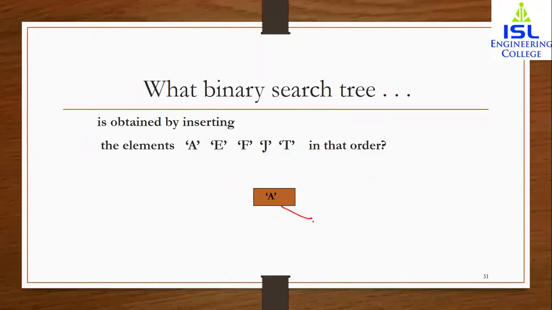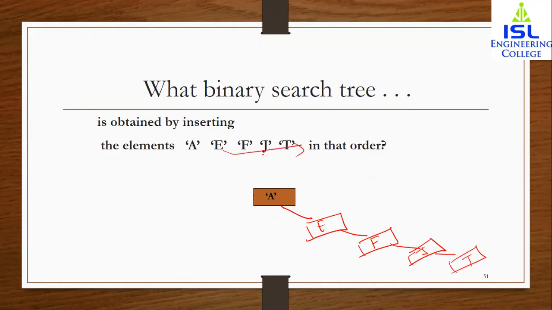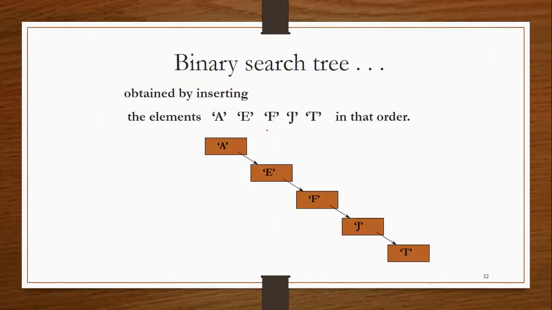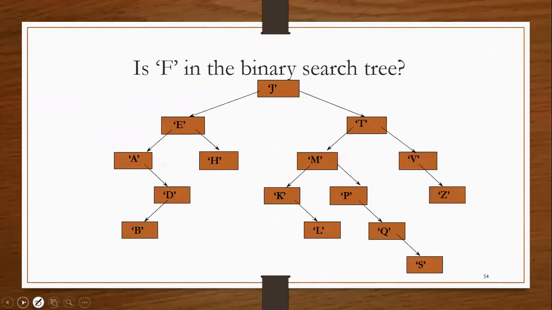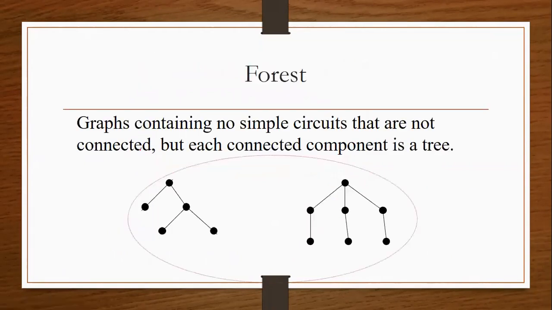So first we have A. A will be here. E will be here actually. Then F is here. J and T respectively. So basically all the next elements to be inserted are greater than A, so all of them will come in the right subtree. Over here they are arranged in increasing order, so each of them will be in the right. Similarly, you can take different values and try to create a binary search tree.